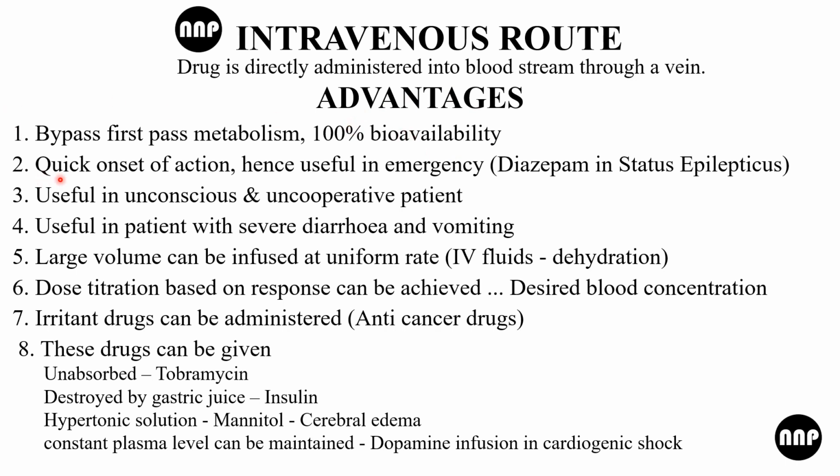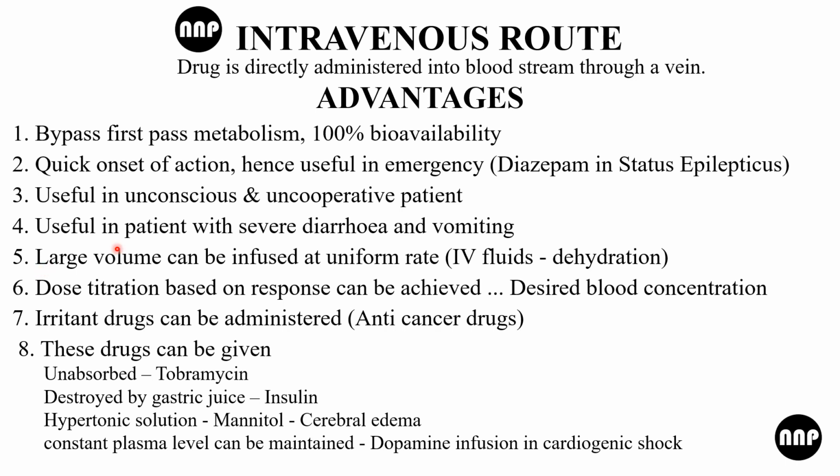Next, IV route has a quick onset of action, and hence we can use it in emergency situations. For example, diazepam is used in status epilepticus to control the convulsions. And also IV route can be used in unconscious and uncooperative patients. It is useful in patients with severe diarrhea and vomiting. Because if there is severe diarrhea, we can't choose to give oral drug. Or if there is vomiting also, we can't choose to give oral drug. It will hamper the absorption because the drug will be flushed out.